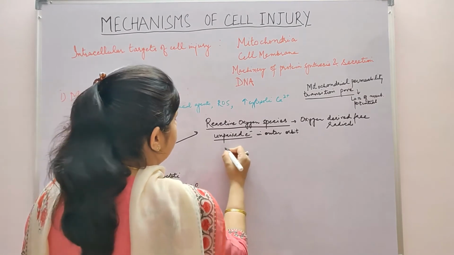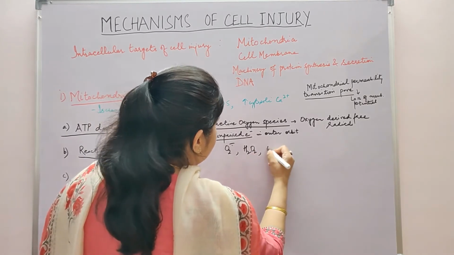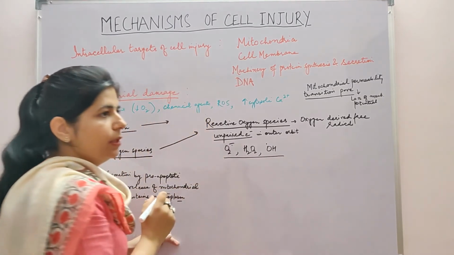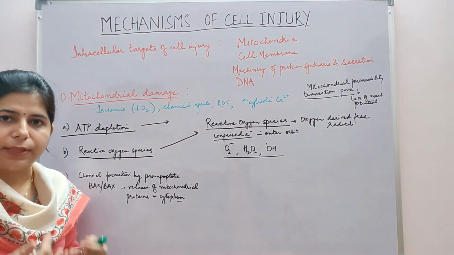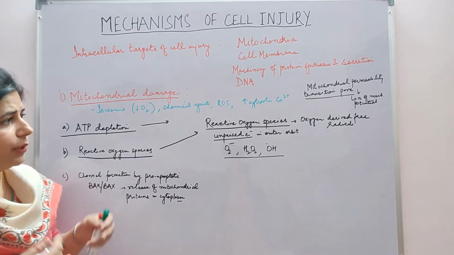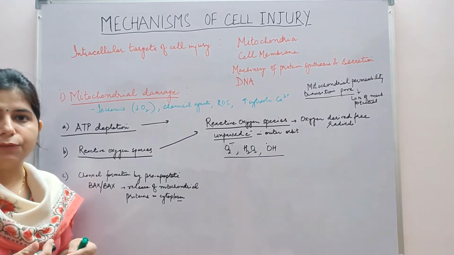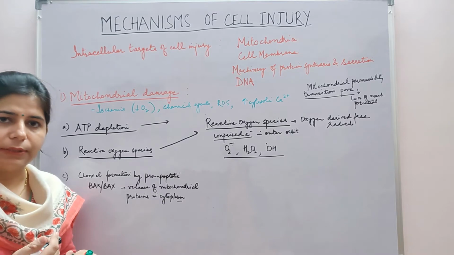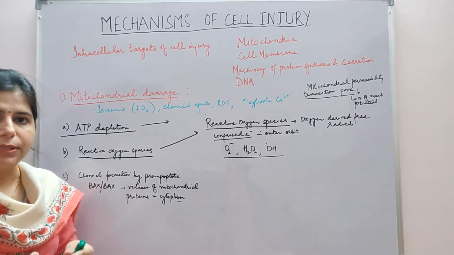So what are the oxygen derived free radicals? These are superoxide anion, hydrogen peroxide, and hydroxyl free radical. These are the main oxygen derived free radicals. Free radicals are also a part of normal cellular respiration. They are normally produced during mitochondrial respiration. But the cell has scavenging mechanisms to clear out these oxygen derived free radicals. So whenever there is excess production of oxygen derived free radicals, or the scavenging system gets inadequate, there will be oxidative stress.